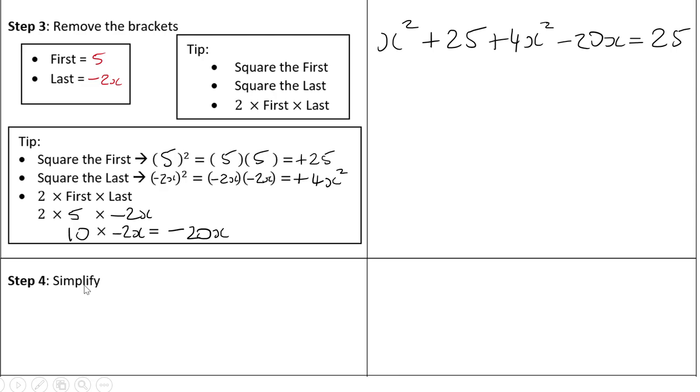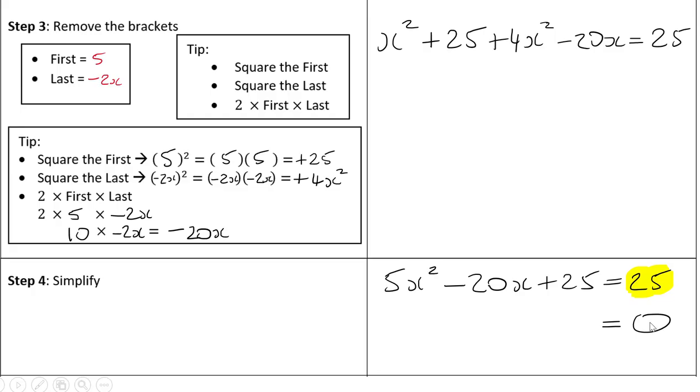Step number 4, simplify. So I'm going to go with the x squared first, and you have here an x squared plus 4x squared. You add the two of them together, you get 5x squared. Then you have a minus 20x, then you have a plus 25, and on the right hand side you have a 25. So you're still not fully completed simplifying though. I'm going to take that 25 from the right, leaving me with 0. I'm going to take 25 from the left, and I'm left with 5x squared minus 20x. That is step number 4.